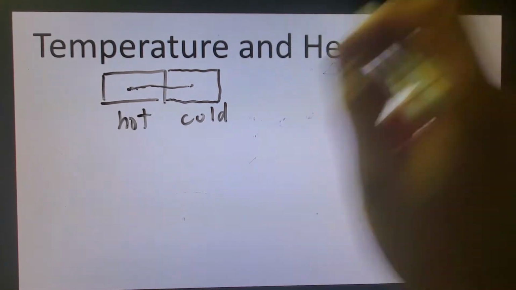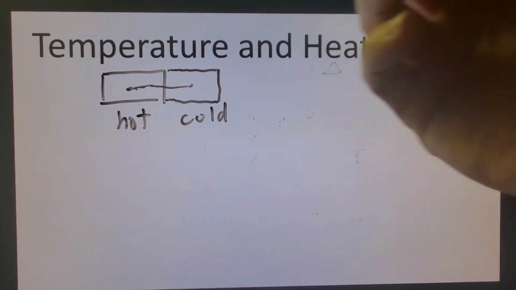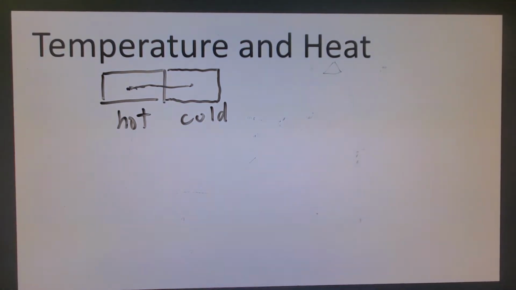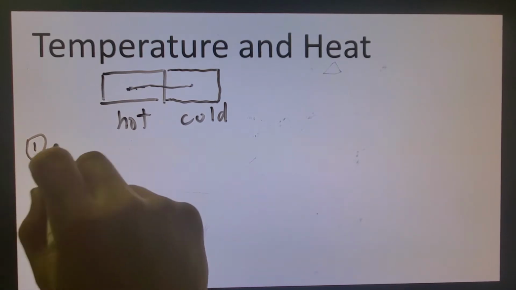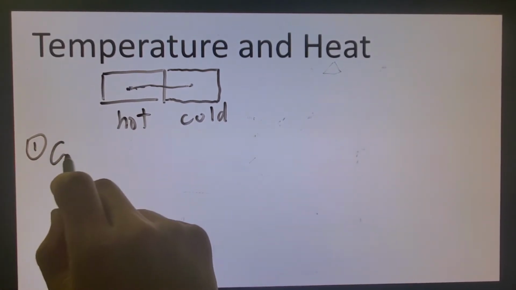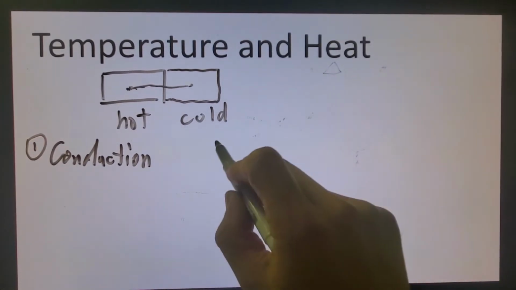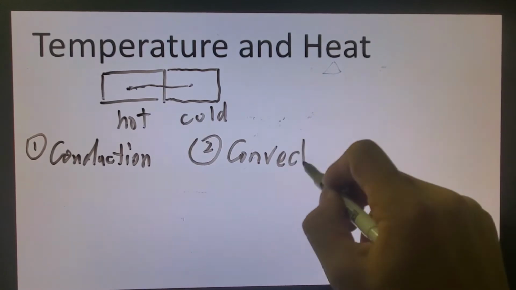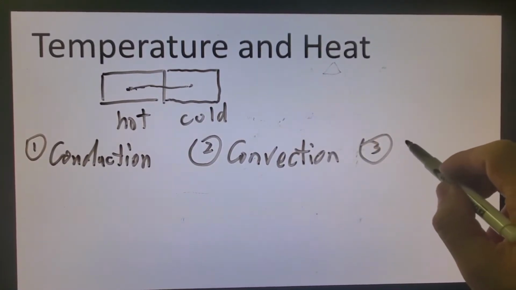So how can heat transfer? That's our next objective. What are the ways that heat can be transferred? There are 3 ways. The first one is called conduction. The second way is called convection. And the third way is called radiation.